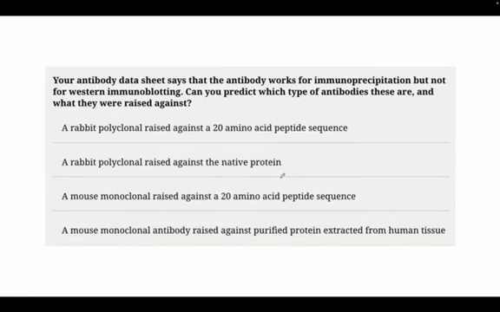Okay, this is an interesting question. We've bought an antibody. The datasheet says that the antibody works for immunoprecipitation, but not for Western immunoblotting. Can we predict what type of antibodies they are? Okay.